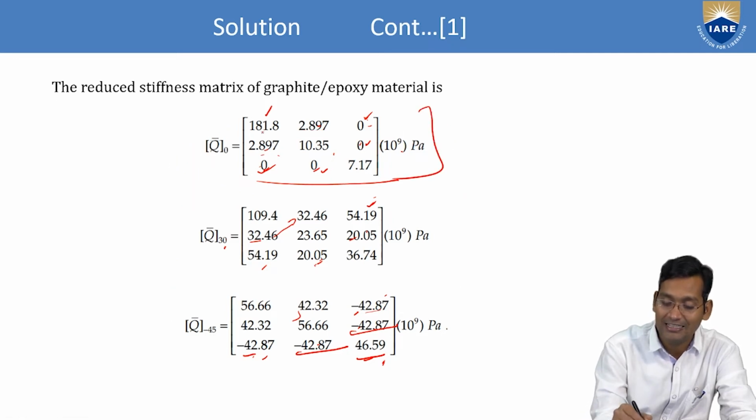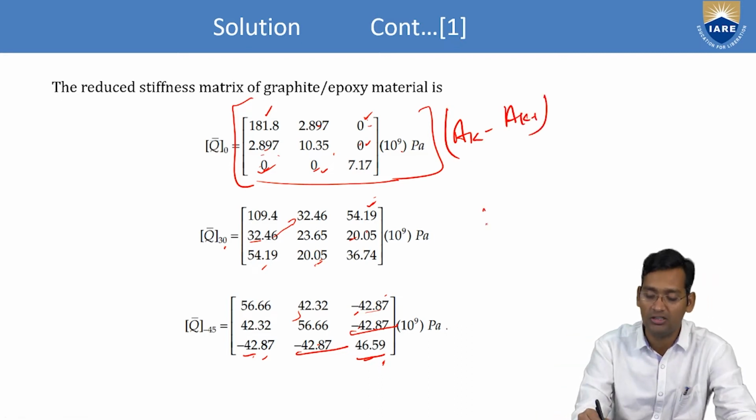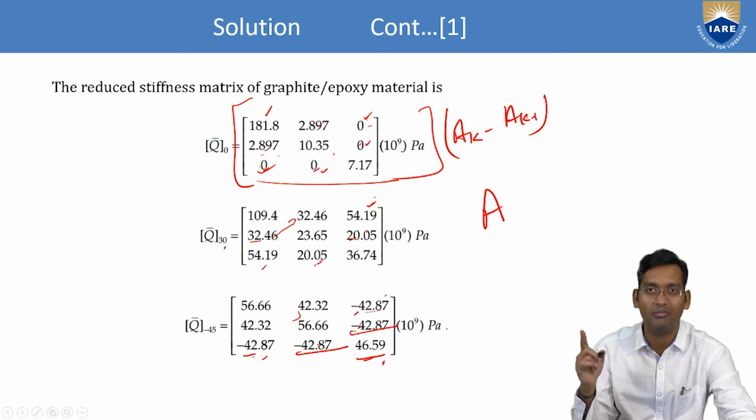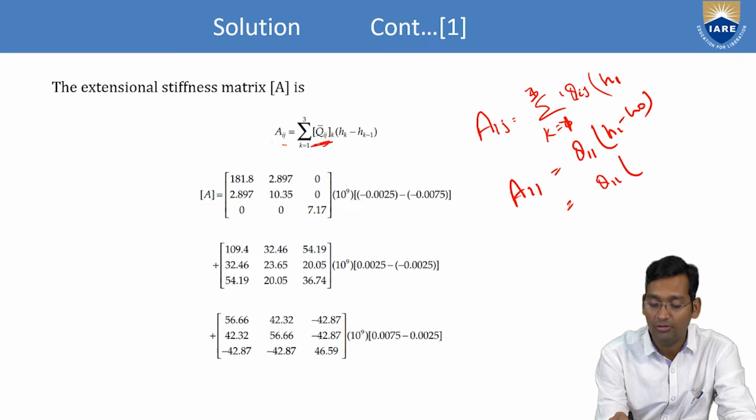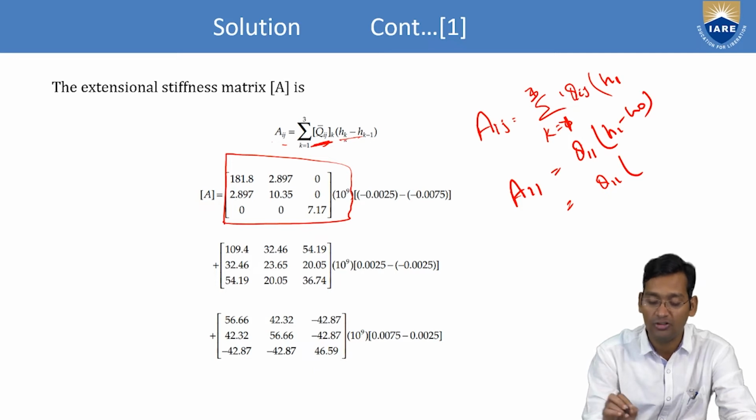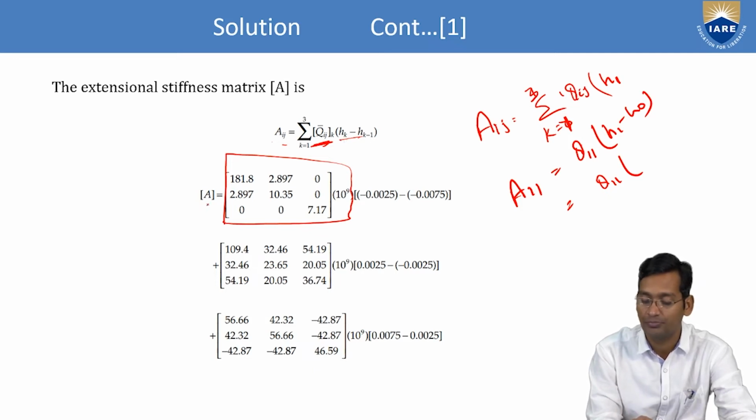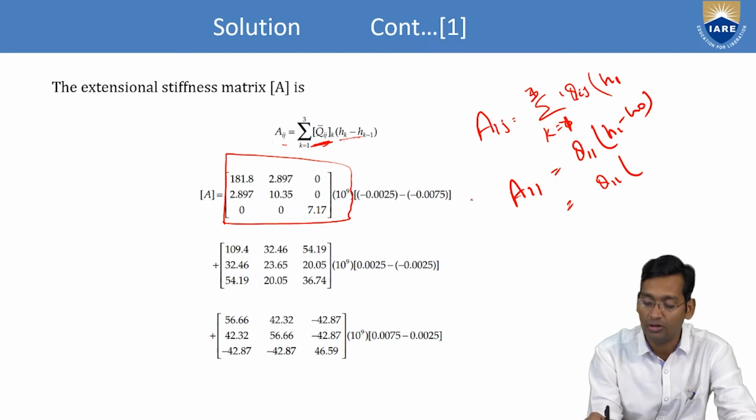Now this we have to multiply into the Hk minus Hk minus 1 term. Then what will we get? Matrix A, because we have to find matrices A and B. This value is already there. Now Hk once we are putting for the first ply, that has 0. Then this we have minus 0.0025 minus of minus 0.0075.